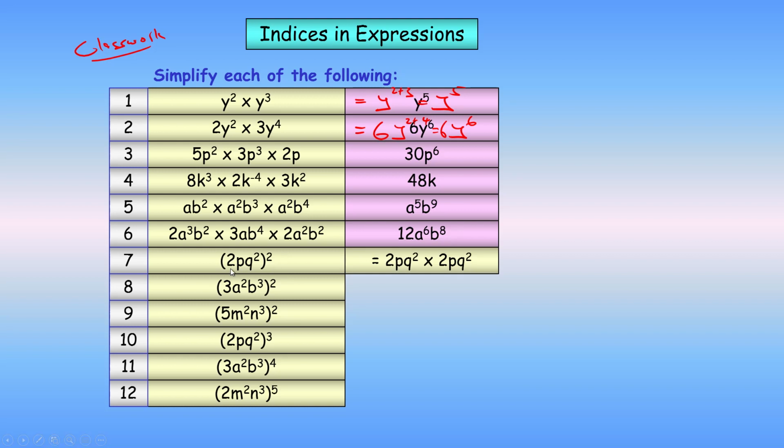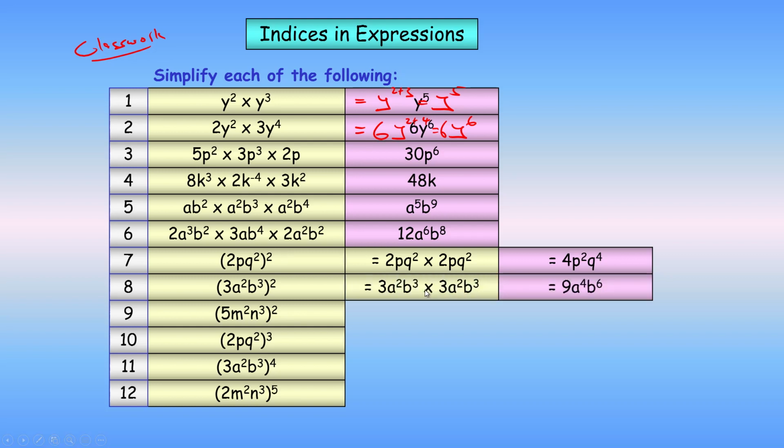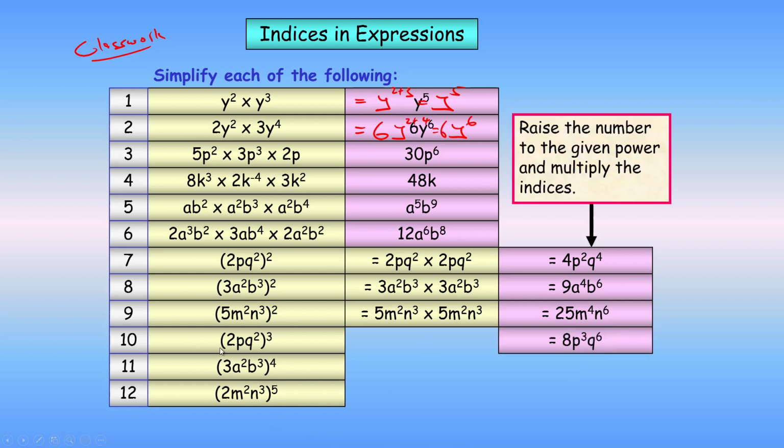And then here we're multiplying the indices. Don't forget that it's 2 squared as well, so it's going to be 4. And then p to the power of 2, q to the power of 4. Okay, let me check out our other answers. 9a to the power of 4, b to the power of 6. Number 9 is 25, m to the power of 4, n to the power of 6. Okay, this is cubed now, so it'll be 2 cubed, which will give you 8, p to the power of 3, q to the power of 6.